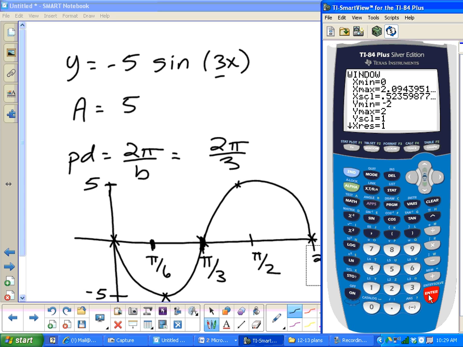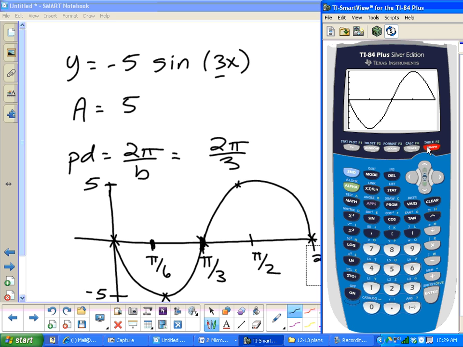Okay. Now, what about y min and y max? Right, negative 5 to positive 5. Okay. Y scale 1, is that still okay? Yeah. You can count by 2s. That would be okay. It doesn't really matter. All right. So go to my graph, and it should be pretty much the same thing that I've got there.